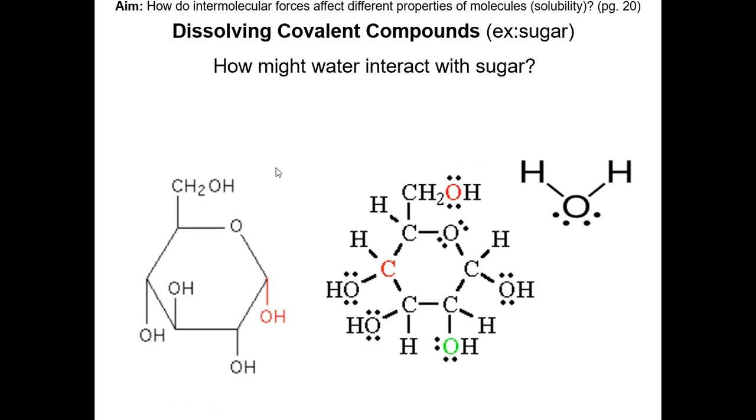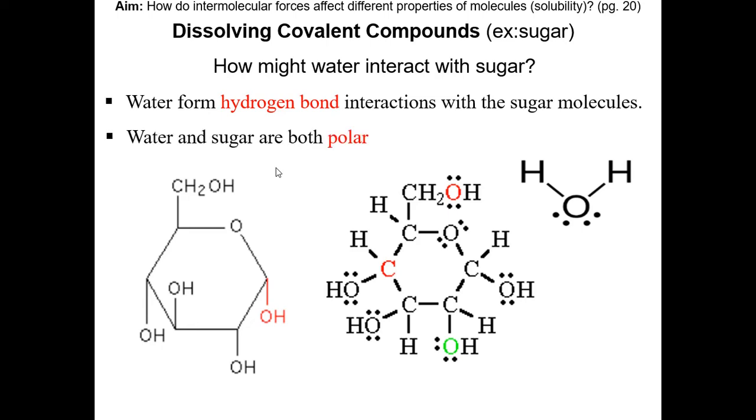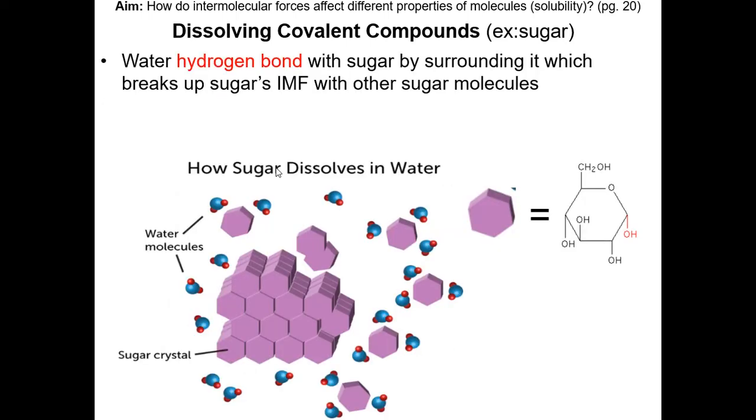So how will water interact with sugar? It will also interact with sugar with hydrogen bonding. So since water and sugar are both polar, like dissolves like, sugar will be dissolved in water. So basically, water will hydrogen bond with sugar by surrounding it and breaking up the sugar's intermolecular force with other sugar molecules. So you can see here's your sugar crystal. The water molecules are surrounding it and forming hydrogen bonds with it.